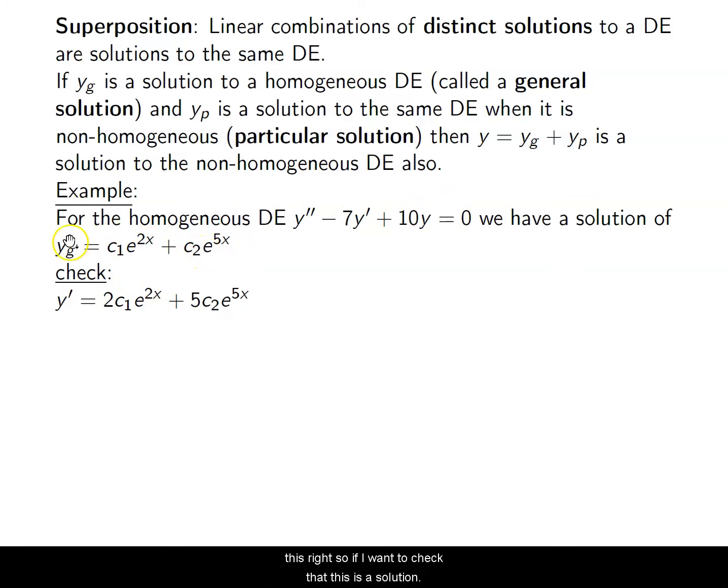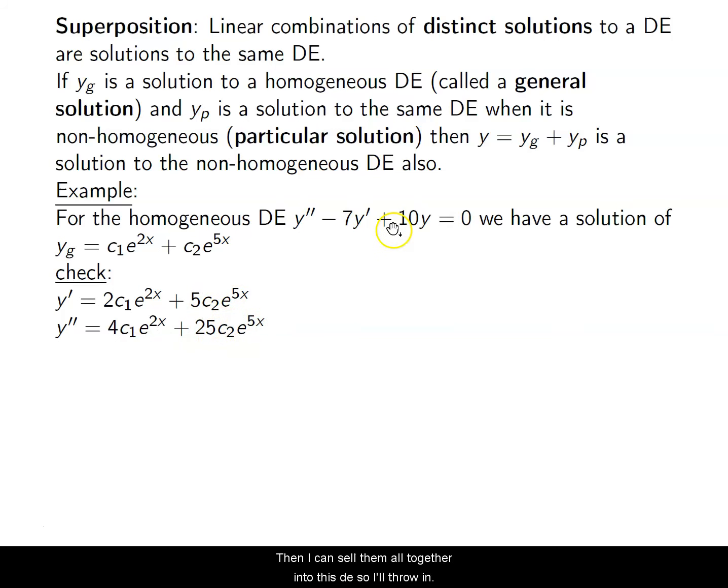So if I want to check that this is a solution, obviously what I need to do is find the first and second derivative, right? So the first derivative is 2c1 e to the 2x plus 5c2 e to the 5x. The second derivative, I'm just doing that again, right? 4c1 e to the 2x plus 25c2 e to the 5x.